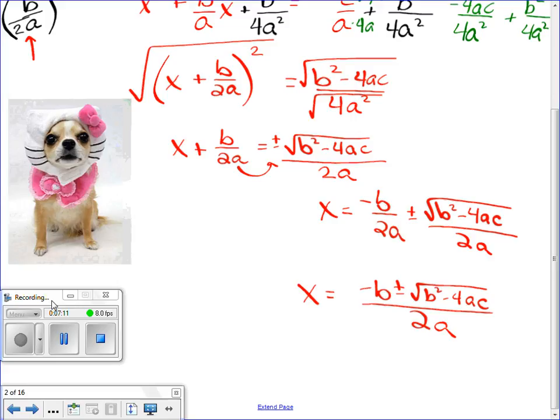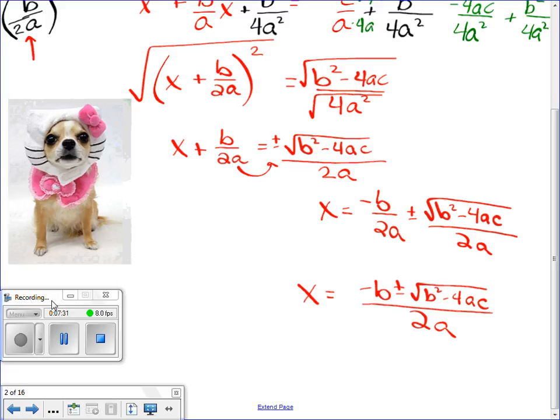Was it a lot of extra work? Was it just completing the square? I mean, you had a lot of variables in there, so you had to deal with stuff. So really, the quadratic formula is you completing the square on every single problem. That's just the shortcut, the quadratic formula.